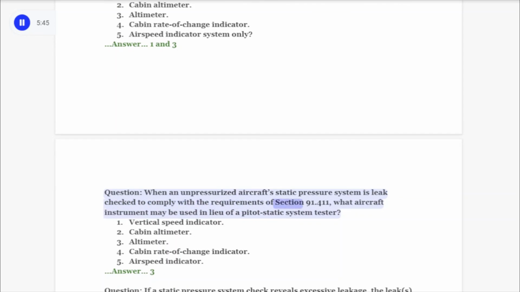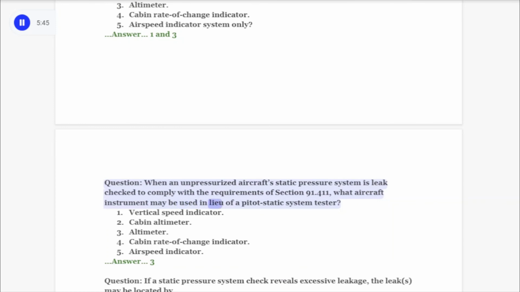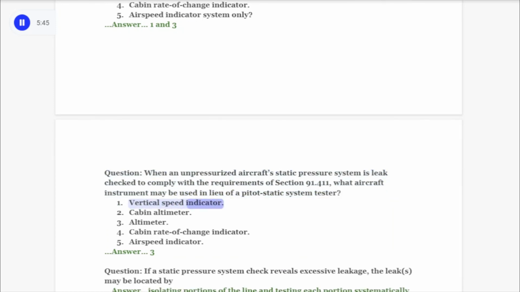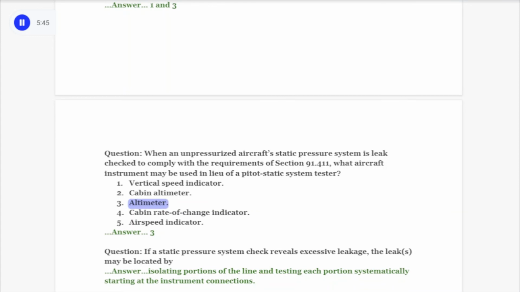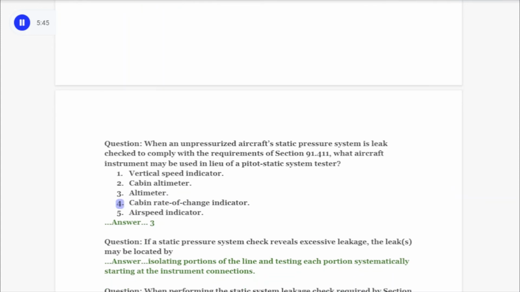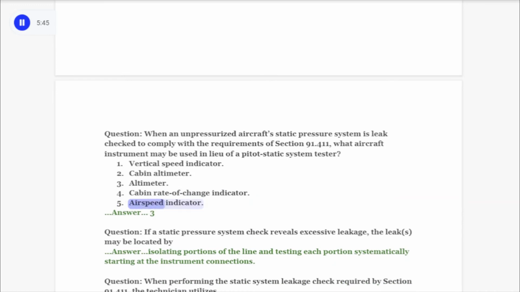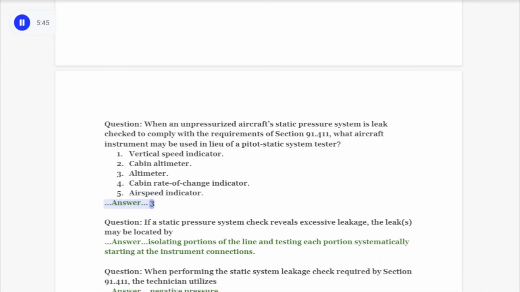Question: when an unpressurized aircraft static pressure system is leak checked to comply with the requirements of Section 91.411, what aircraft instrument may be used in lieu of a Pitot-Static System tester? 1. Vertical speed indicator. 2. Cabin altimeter. 3. Altimeter. 4. Cabin rate of change indicator. 5. Airspeed indicator. Answer: 3.